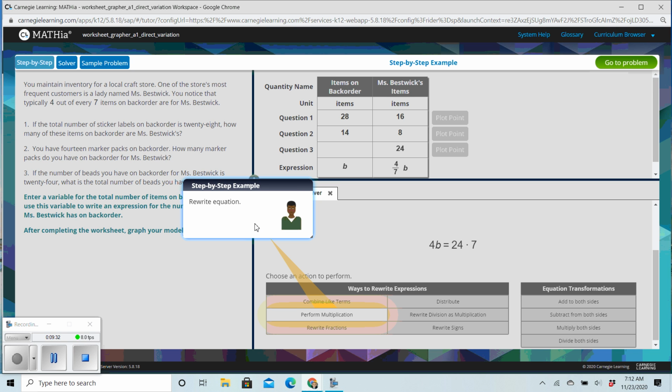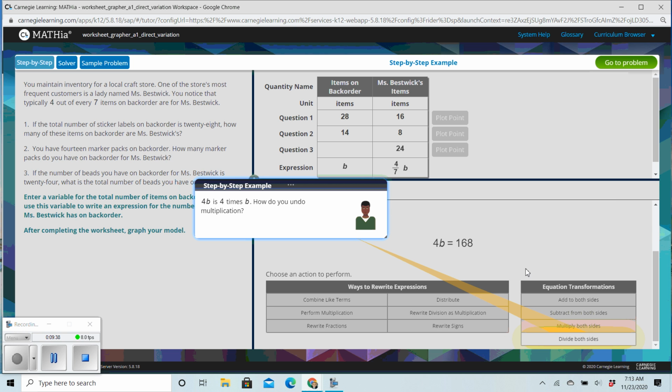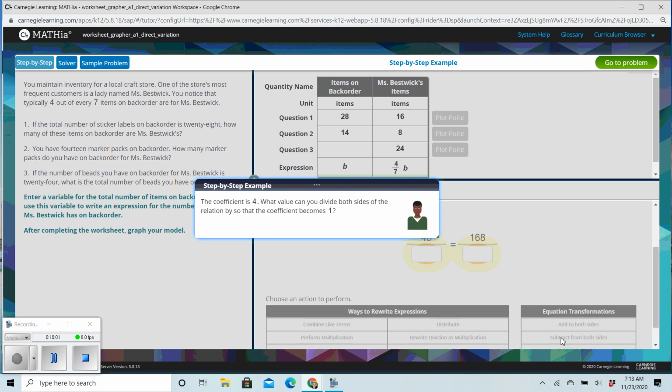So now it says to rewrite the equation. So all you're going to do is multiply that 24 and 7, and you get 168. Now we are left with the equation 4b equals 168. So now, again, whenever you have a number and a variable right next to each other, we say, oh, that's a coefficient, but they're being multiplied. These two things, 4 and b, are being multiplied. In order to get them apart, you're going to have to divide both sides.